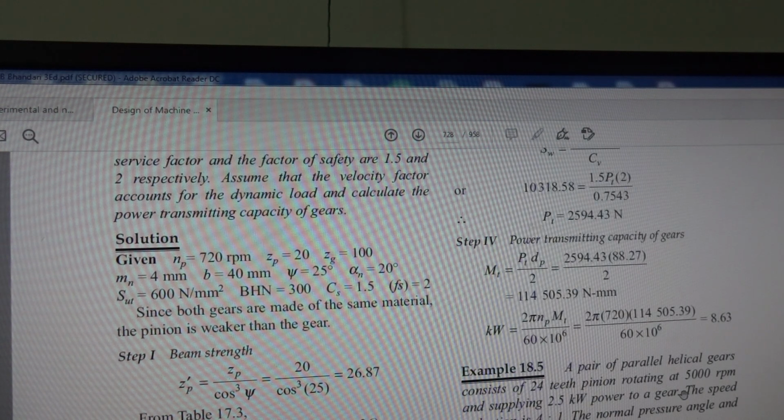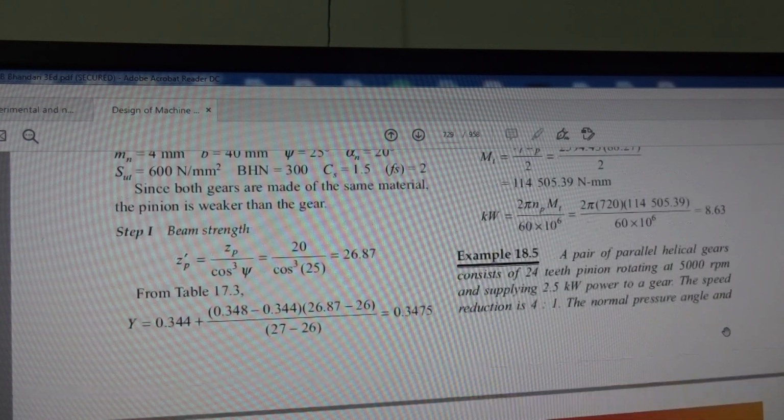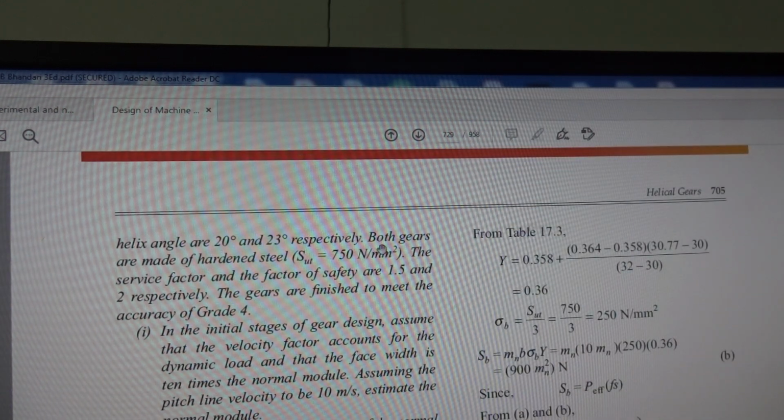So this is related to question 1. Second question: a pair of parallel helical gears consists of a 24 teeth pinion rotating at 500 rpm and supplying 2.5 kilowatt power to the gear. The speed reduction is 4:1. The normal pressure angle and helix angle are 20 and 23 degrees respectively.